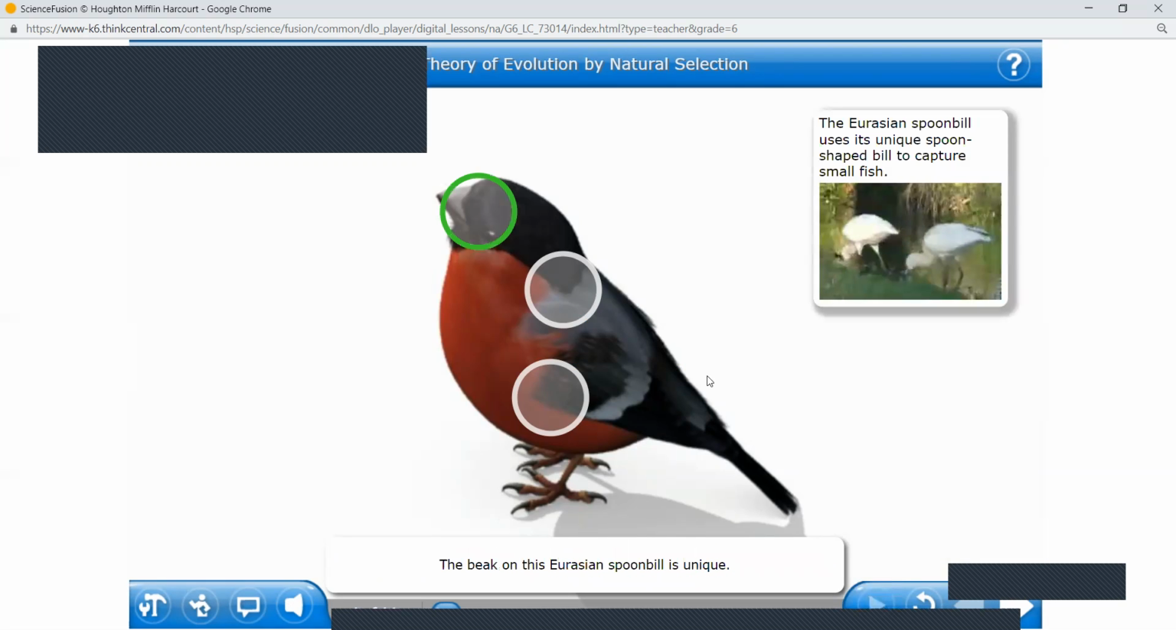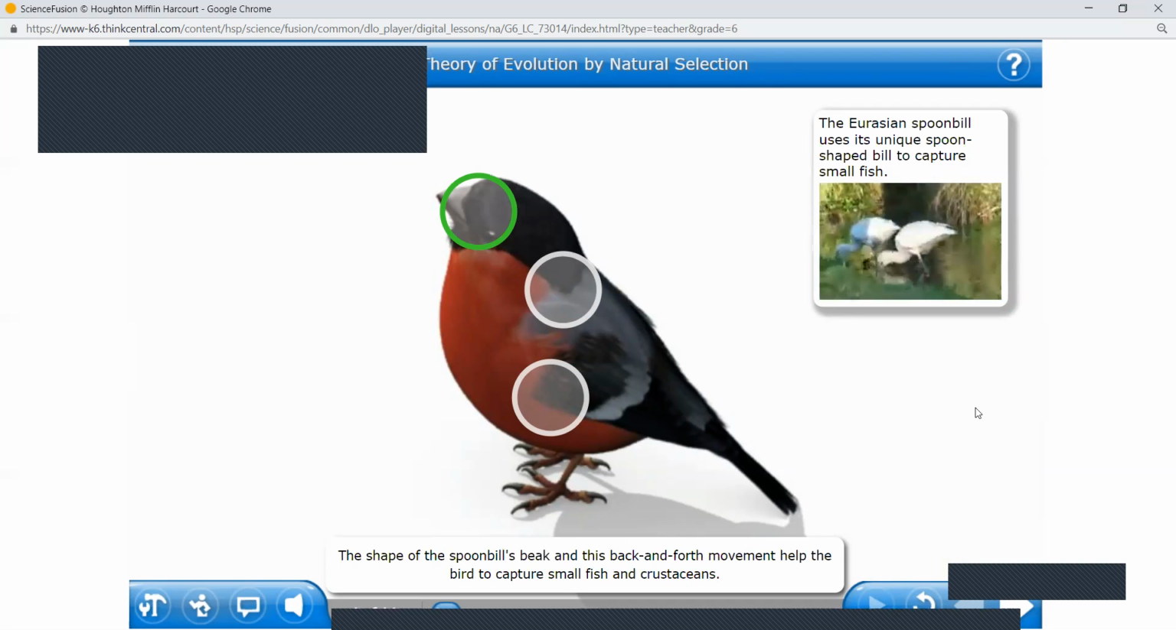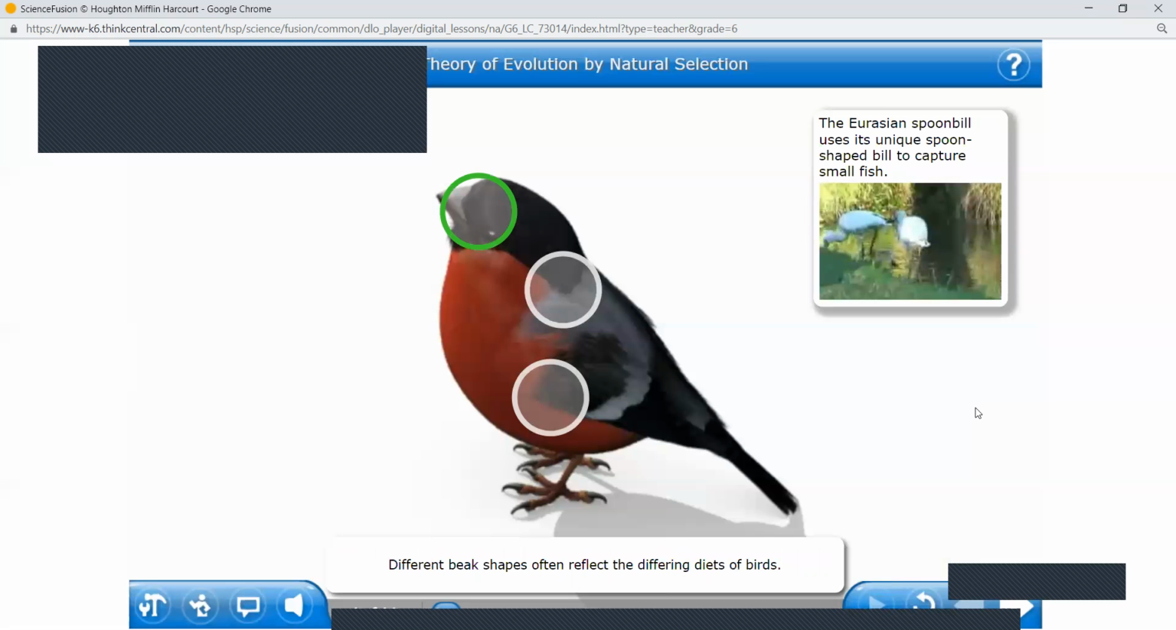The beak on this Eurasian spoonbill is unique. The bird puts its bill underwater and moves its head from side to side. The shape of the spoonbill's beak and this back and forth movement help the bird to capture small fish and crustaceans. Different beak shapes often reflect the differing diets of birds.